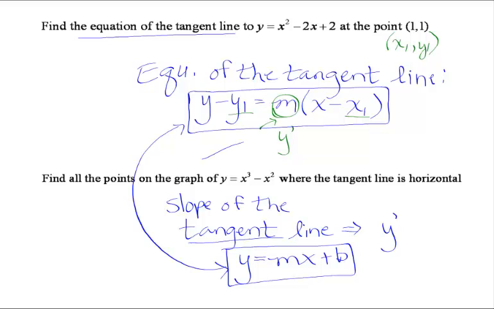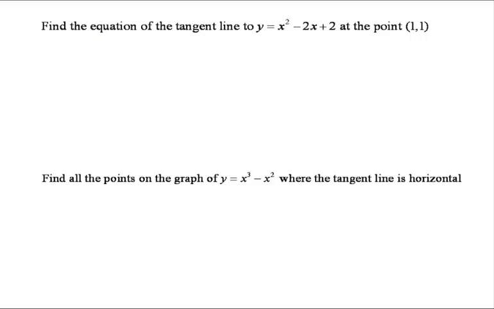We are going to use exclusively point-slope form, because all we have to do is find our derivative, evaluate it at the point that they told us to, x1, and then write down the y-coordinate of the point they gave us, write down the x-coordinate of the point they gave us, and we're done. That's the process we are going to use. So let's do that on this example. Find the equation of the tangent line to y equals x squared minus 2x plus 2 at the point, here's the point of tangency, 1, 1.